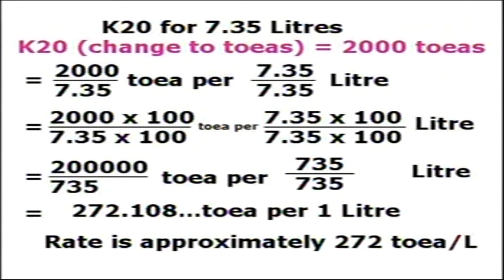Now, before solving the problem, it is important to know the order of how to solve the problem. So, in this case, before we simplify the rate, we need to change the 20 kina to toea, because the rate is to be given in toea per liter. Then we divide and not multiply in this example. So the rate is approximately 272 toea per liter.